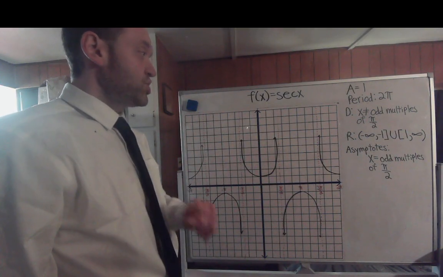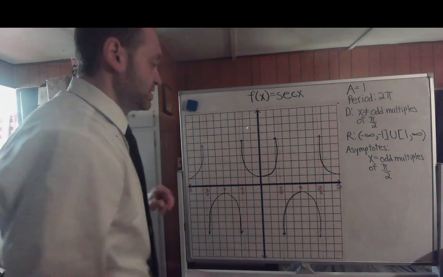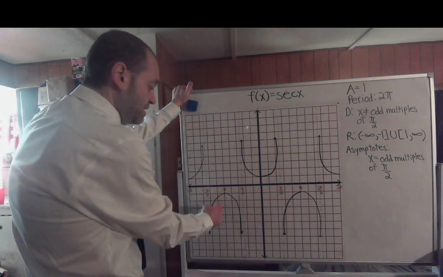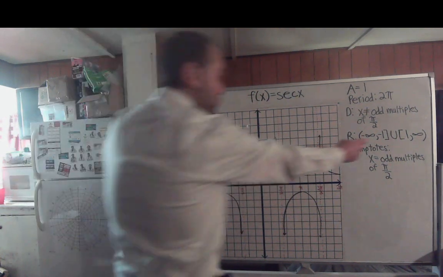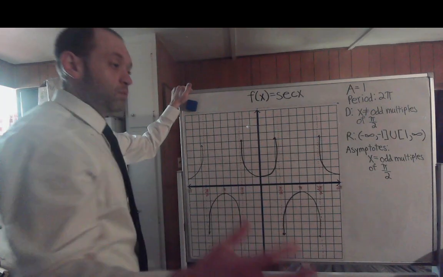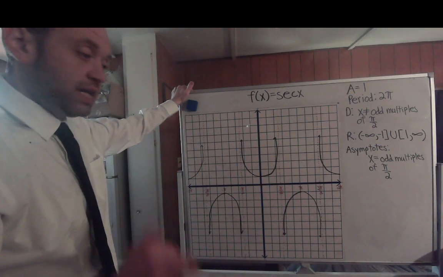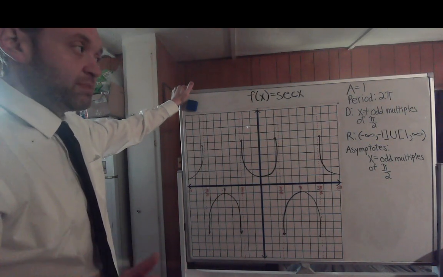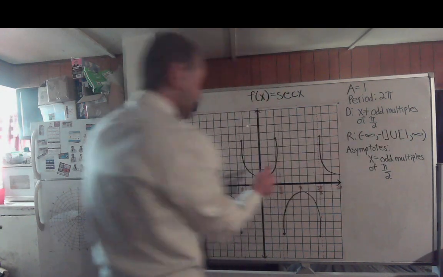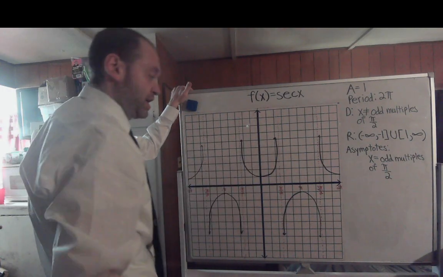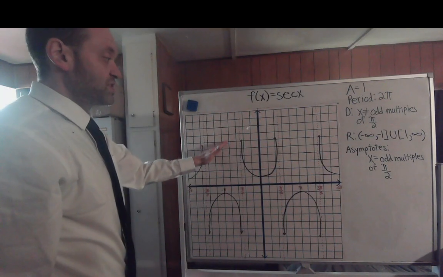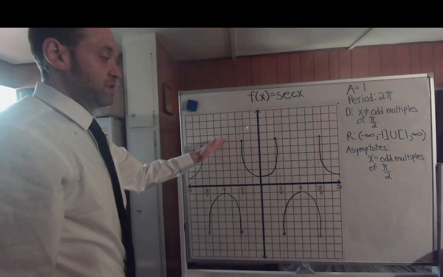Now your range, on the other hand, also changes. So your range, as you can see, goes from -infinity to -1 inclusive. And then you have a gap between -1 and +1 where there's no values that equal anything between -1 and +1. And then you jump right from 1 inclusive to infinity. That's your range. So here is your graph of the standard secant of x function.